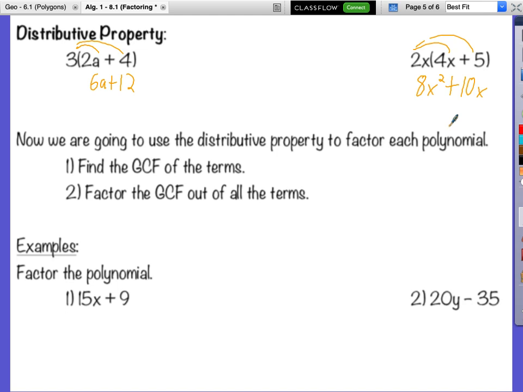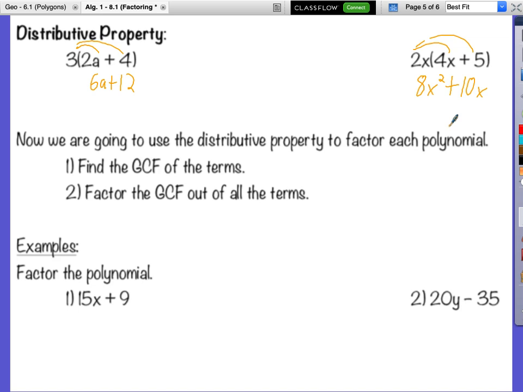Now we said that terms are separated by what in here? Like, where are the terms? By here, addition, the addition sign. Here, what are they separated by? Subtraction. Are they ever separated by anything else? No, just addition, subtraction, okay? So how many terms are there here? 2. How many terms are there here? 2. Very good. So we're going to find the GCF of the terms.